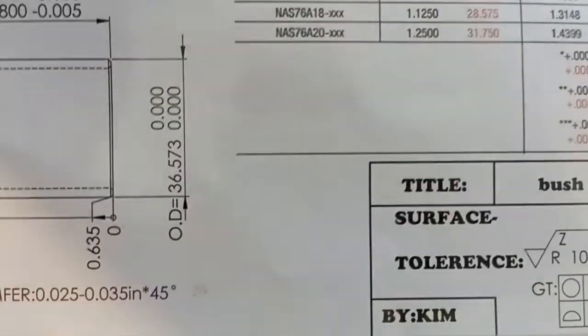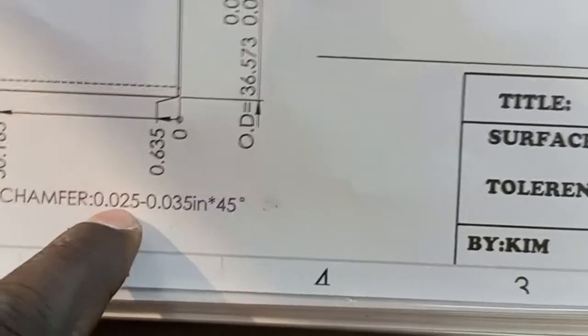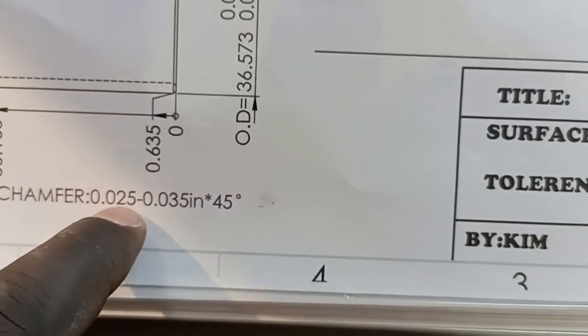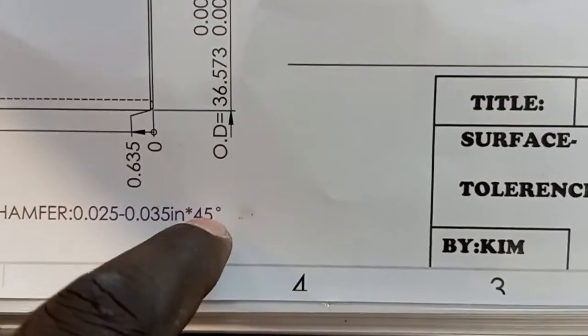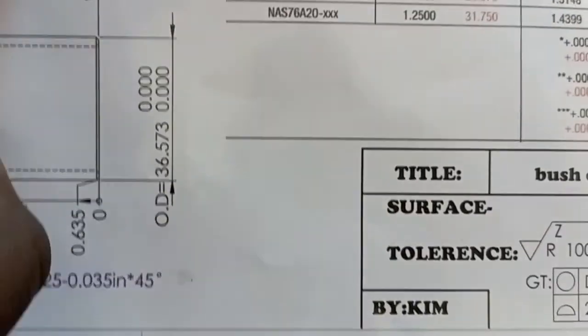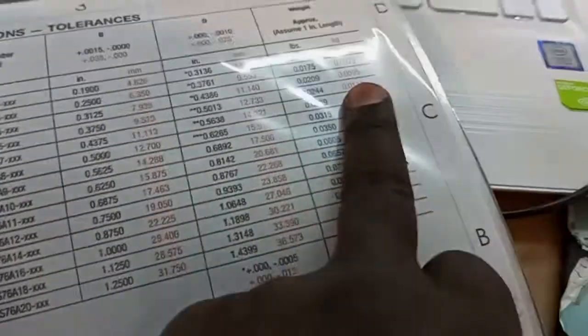This is in inches now. You can convert this chamfer in inches into millimeters. So the minimum chamfer is 0.025 inch. The maximum chamfer is 0.035 inch by 45 degrees. So when you work, the table follows like this. This is OD, this is ID, this is the weight, that's of the length.